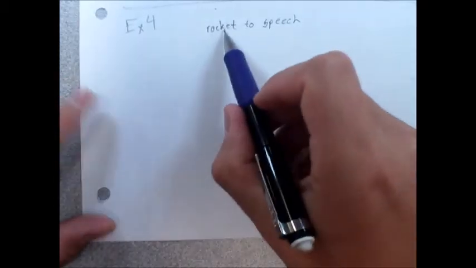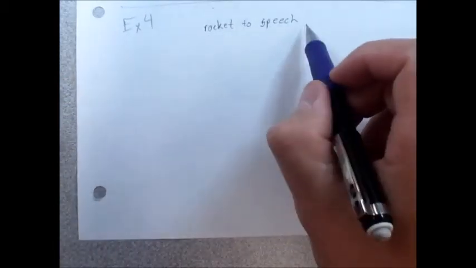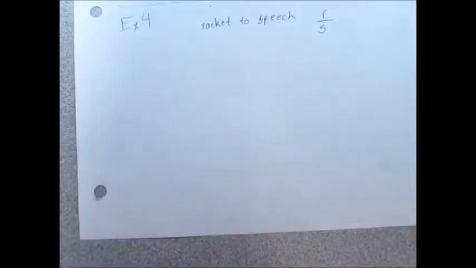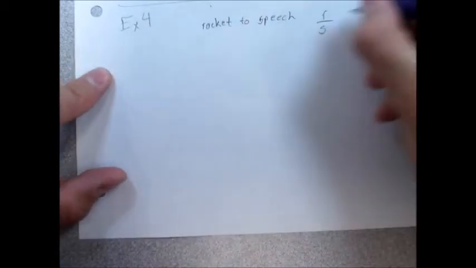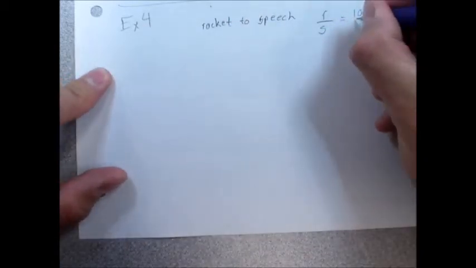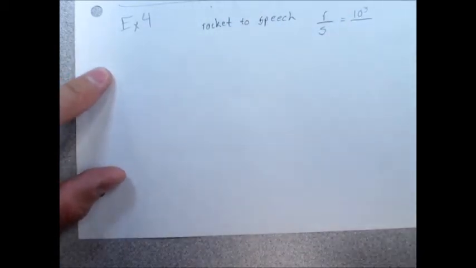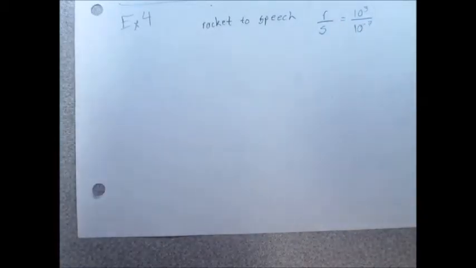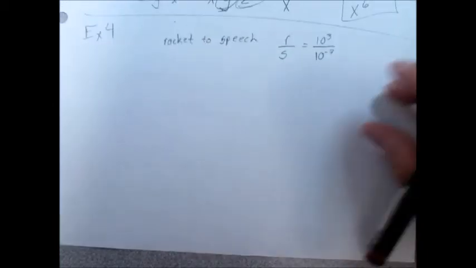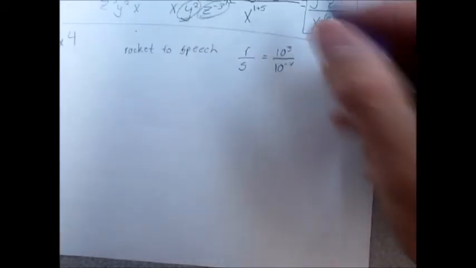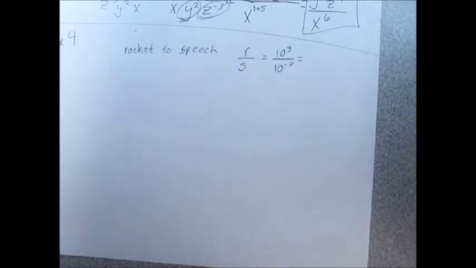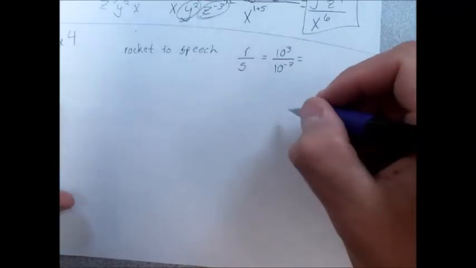So again, this is a ratio, right? Rocket to speech. So I'm going to put rocket over speech. So they told us what the measurements were. It's 10 to the third over regular speech, which was 10 to the negative 7th. And this is in watts per square meter, so we need to remember that when we write our label down. I just need to simplify this fraction. What do I move? This negative 7 or the 3? I want to move the negative 7 up, right?